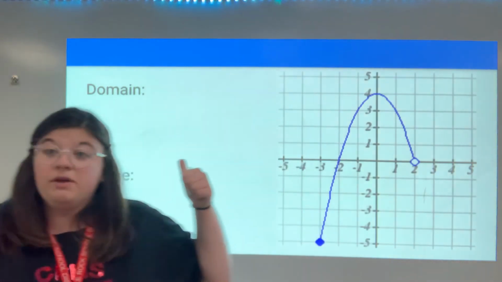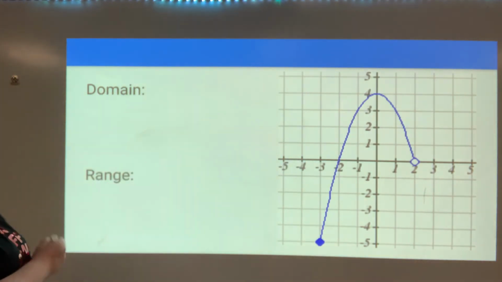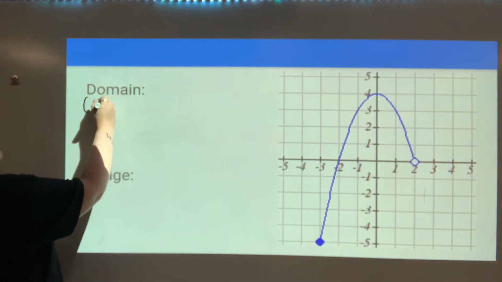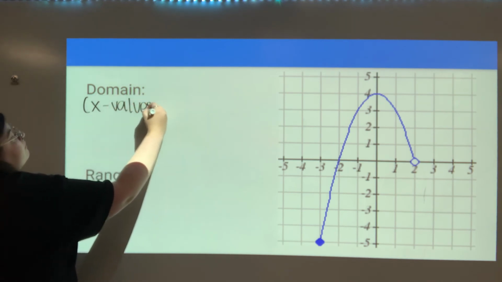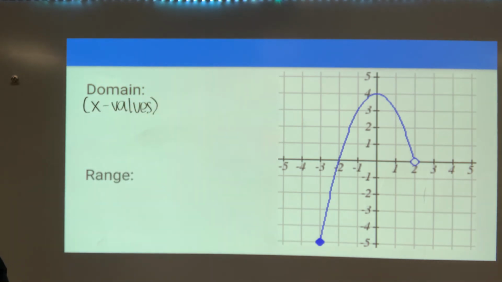I'm going to add that up here. You may want a sketch of this. Domain is all of our x values. So if we look at this graph, what kind of x values are we using here?